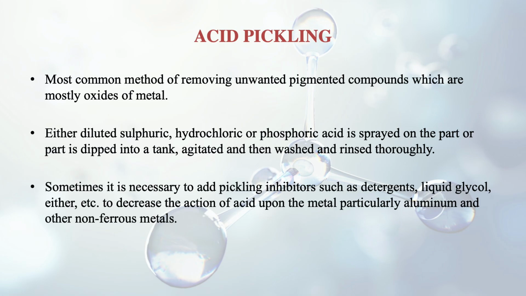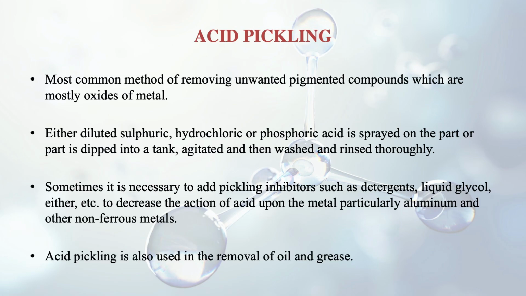And what are those inhibitors? Like the detergents or the glycols, etc. There may be many. So why do we use these inhibitors? To decrease the action of the acid, because acid may have some detrimental effect also. So we have to make a balance, and we have to decrease the action of acid upon the metal, particularly in case of the aluminum type and some other non-ferrous metals.